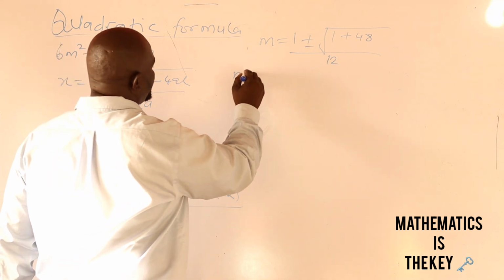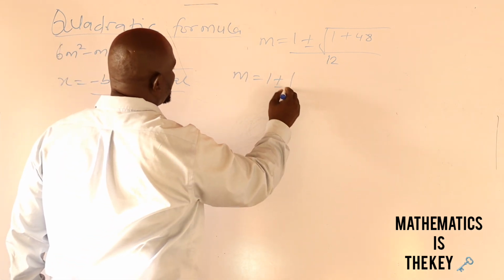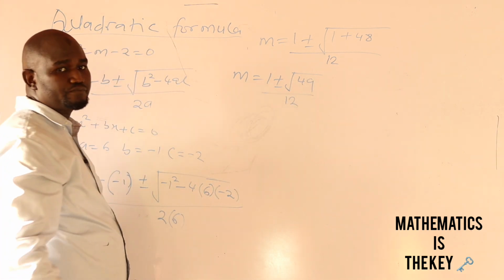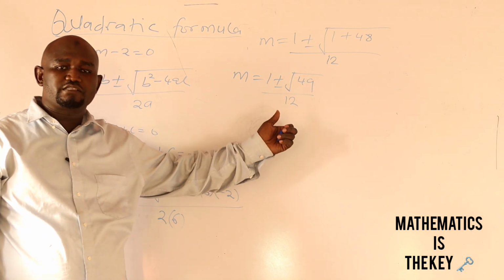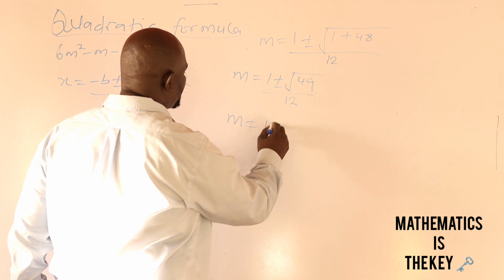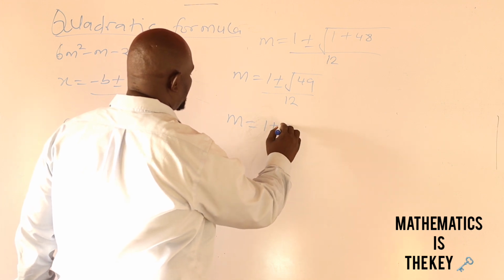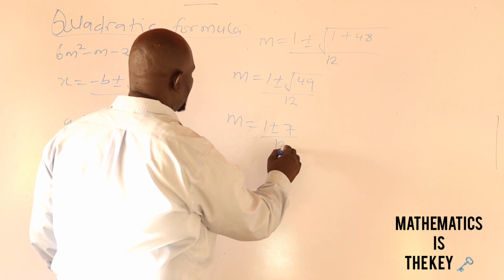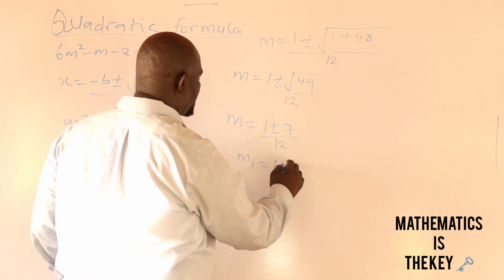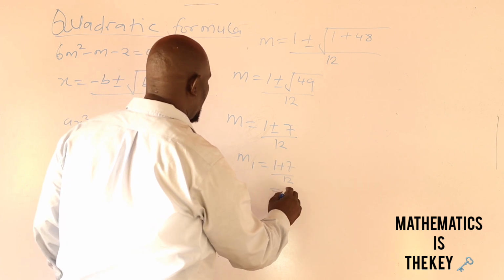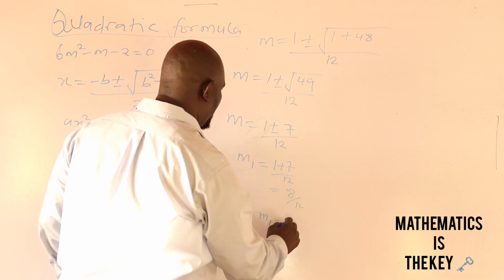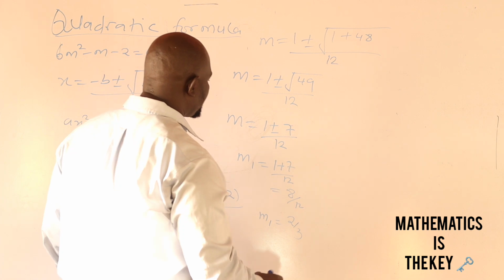Simplifying this further, we'll have m is equal to 1 plus or minus the square root of 49 all over 12. The square root of 49 is 7. So our equation is going to be m is 1 plus or minus 7, everything all over 12. So one of the roots, let's say m1, is going to be 1 plus 7 all over 12, and this is 8 over 12. 4 will go through. We have m1 as 2 over 3.